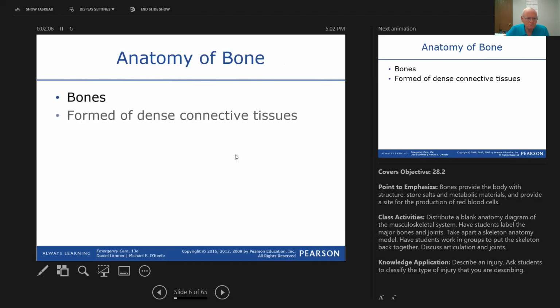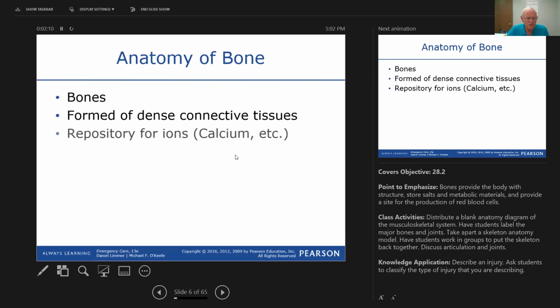So, bones. They're formed of very dense connective tissues. And as we mentioned before, they're also a repository for ions. You know, obviously there's a lot of calcium there, but other ions are housed within the bones, and it's a constant dynamic process. You know, calcium ions are entering the bones and they're leaving the bones, as well as chlorides and sodiums and all sorts of other electrolyte ions.